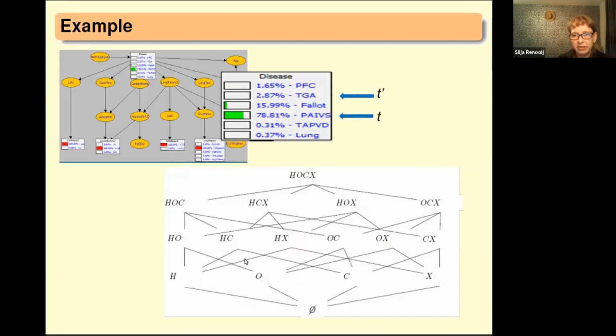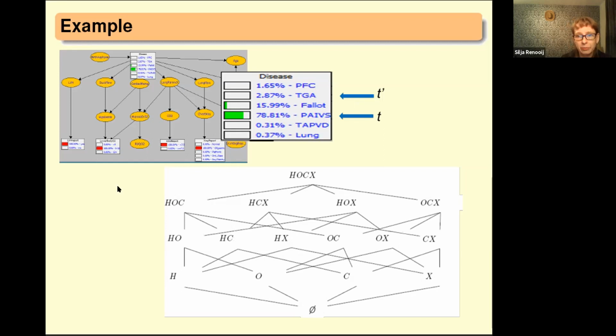So just to give you an example of how this works. Again, I have this child network, and as I said, I have two binary inputs, two non-binary inputs, and a non-binary output variable. My current most likely outcome was the PAI-VS right here, and suppose that the user had expected this rather unlikely outcome, TGA. These are all congenital diseases.